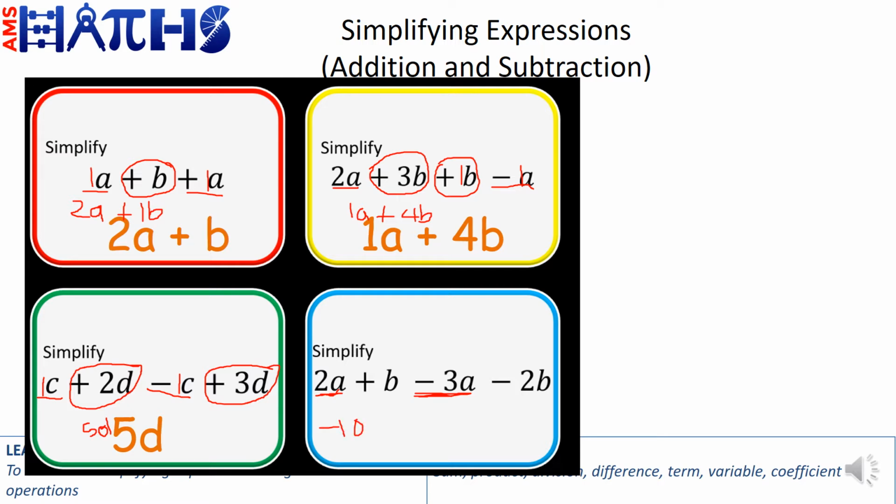Then we need to work out our B's. So we have plus 1b, and we need to subtract 2b's. So it's 1b minus 2b. 1 minus 2 is minus 1. So we have a minus 1b. So our answer therefore is minus 1a minus 1b, or simply minus a minus b.